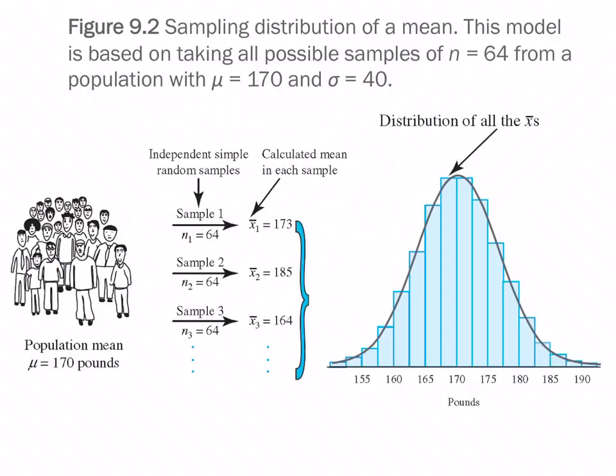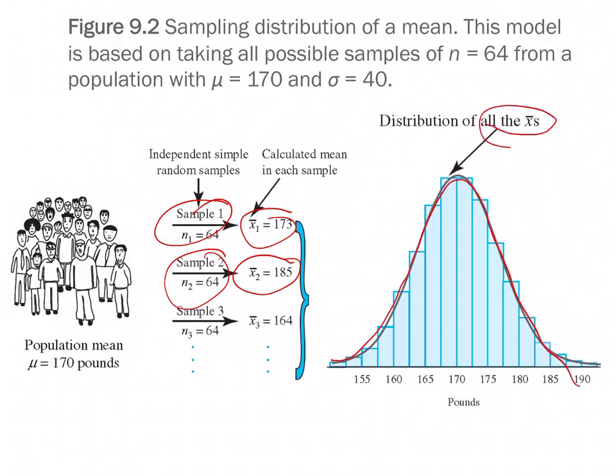So here is a sampling distribution of a mean. This model is based on taking all possible samples of n equals 64 from the population with mu equaling 170 and a standard deviation of 40. Here you have one sample at 173, another sample at 185 like we did, and you can keep going, and what you'll see is the normal distribution over time of all the means, all the x bars. Now that's how you calculate a z-stat.